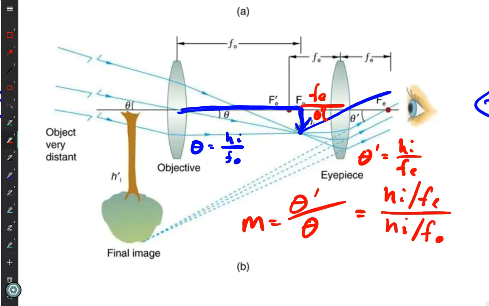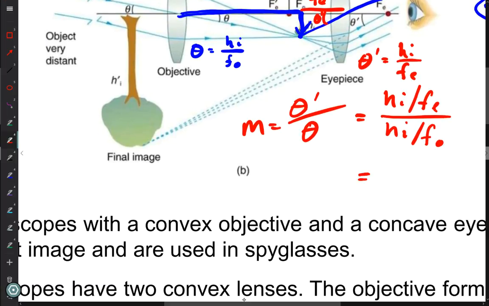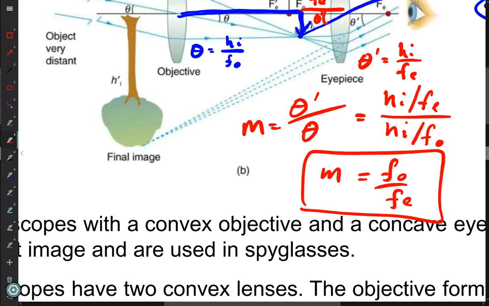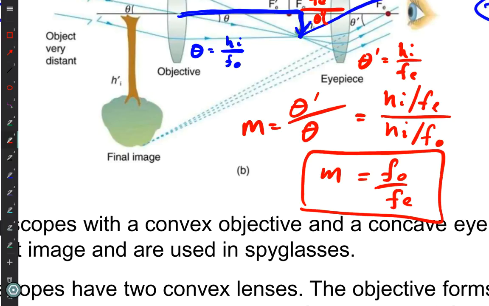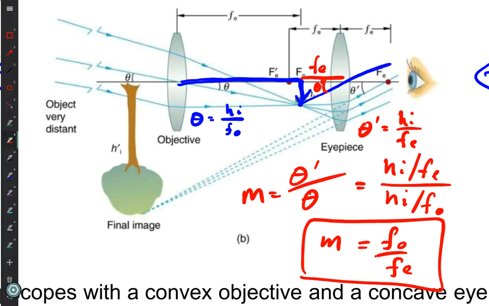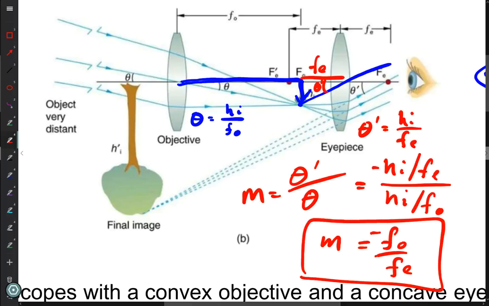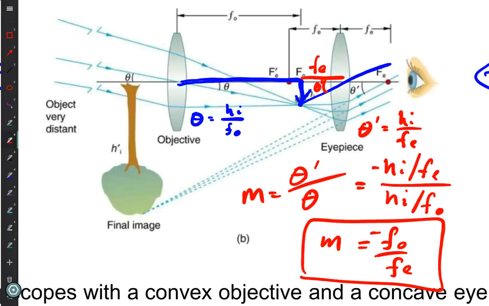Heights of the image cancel out, and I'm left with... there's only one thing that I did wrong in this whole derivation. Anyone want to guess what that one thing is? It's the sine, because one angle was measured going clockwise and one angle was measured going counterclockwise. Because I measured them in opposite directions, I actually have to throw the minus sign in there so they're measured the same direction. So that's our equation for the magnification of a telescope.